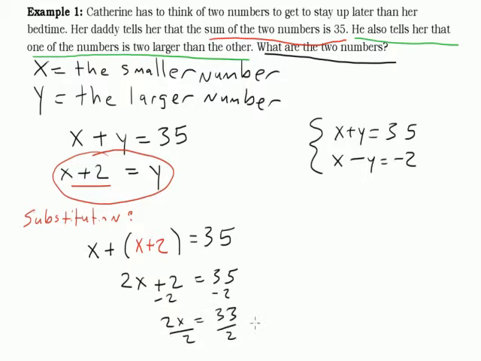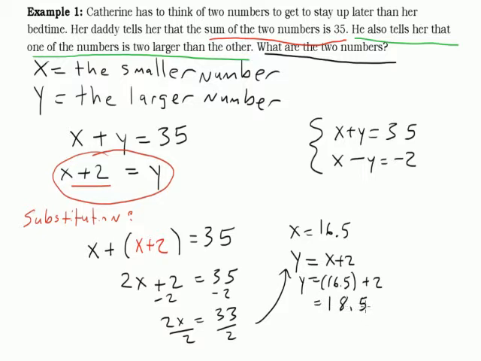Dividing both sides by 2 here, we'll see that x should equal 16.5, which is equivalent to 33 halves. Looking at our second equation there, which was already solved for y, we see that y should equal x plus 2, which in this case means that y will equal 16.5 plus 2, or 18.5. So our solution of this system of equations will be 16.5 for x and 18.5 for y.